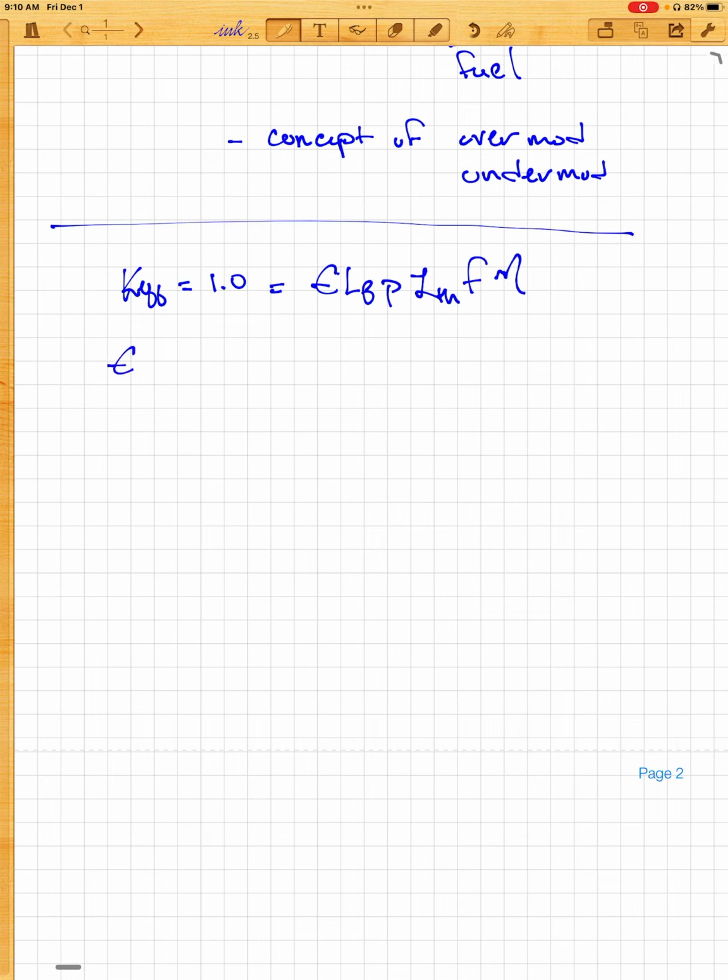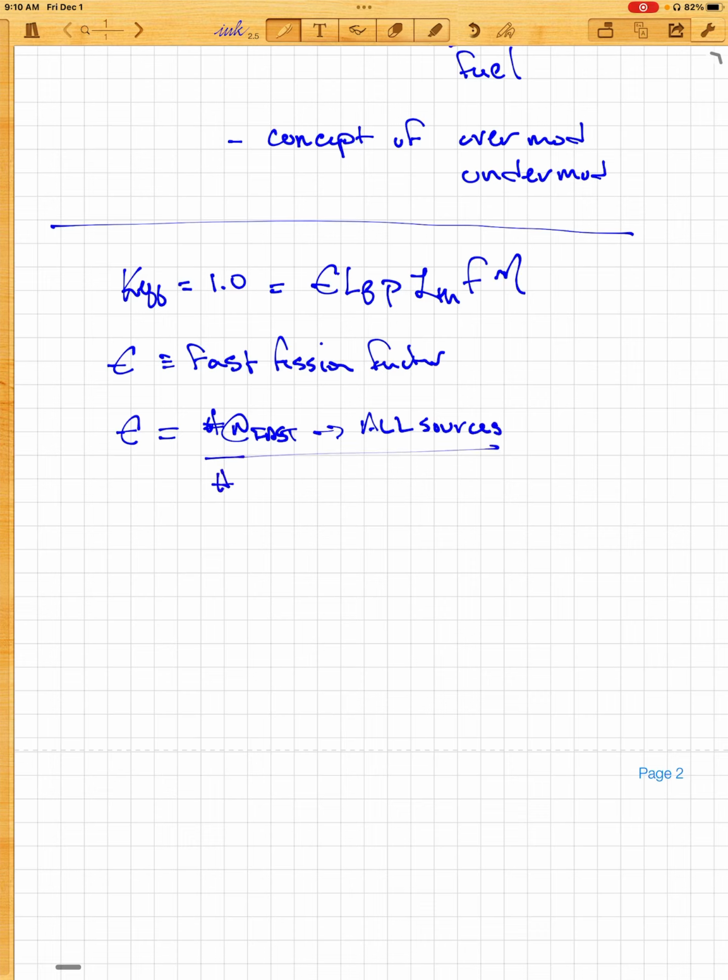This guy right here, this is the fast fission factor. And that's going to be equal to the number of fast neutrons from all sources and the number of fast neutrons coming from only thermal neutrons. So what does this mean, all sources?